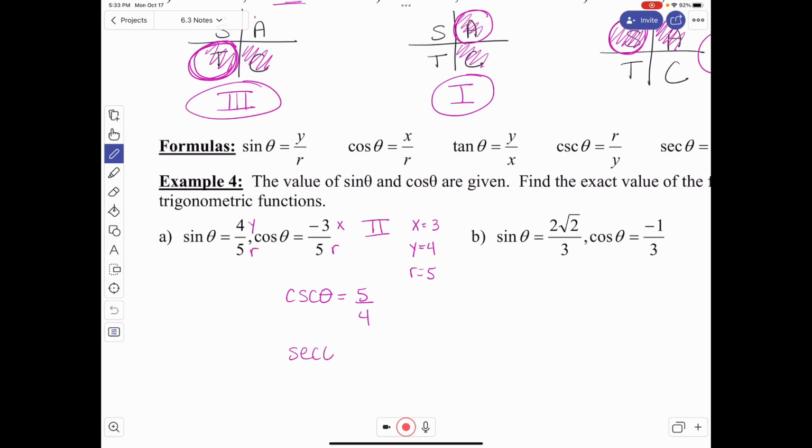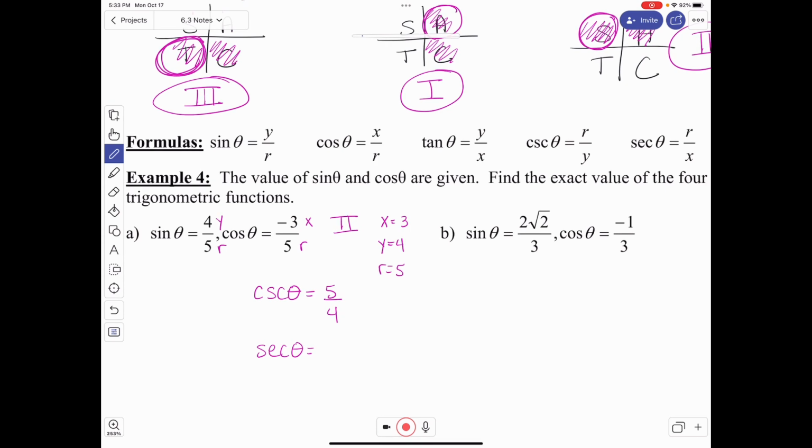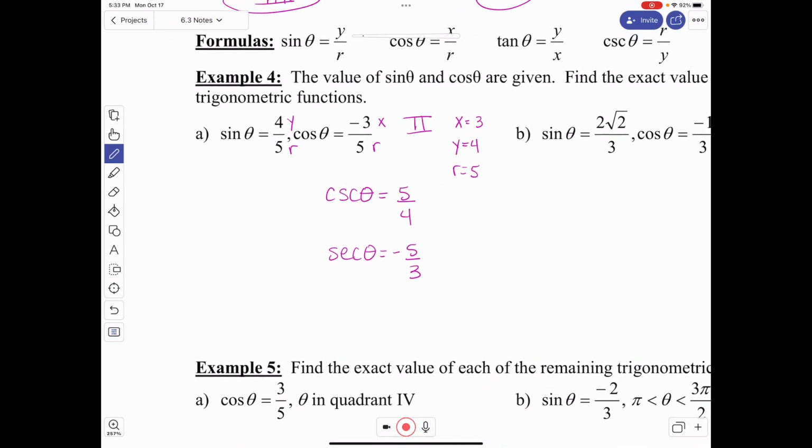Secant of theta is going to be my r over x, and I know that's going to be negative, so negative 5 over 3. And then I'm going to do my tangent and cotangent. So my tangent is going to be y over x, and it's going to be negative, so 4 over 3. And cotangent is just going to be negative 3 over 4.